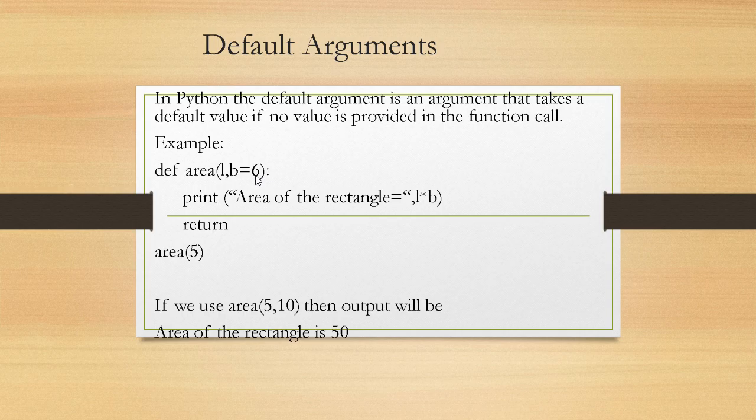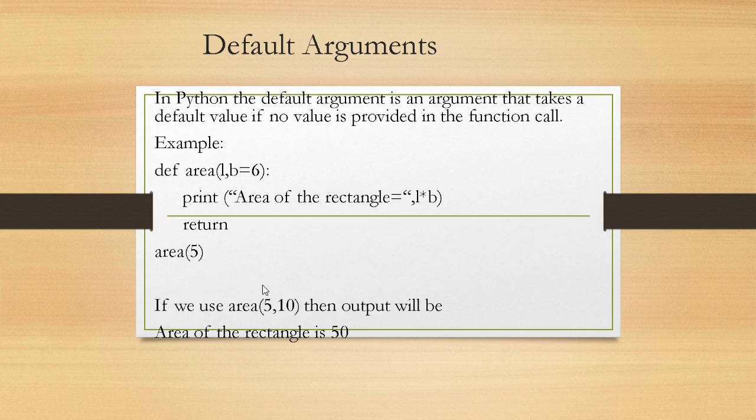For the second parameter I am initializing the value 6, and then return area. In the call statement I have mentioned only one value, so the second one is missing. Automatically it will take the second value as 6. The 5 will be assigned to L. Since the second value is missing, it will take the second value as 6. So 5 into 6, we'll get the answer as 30.